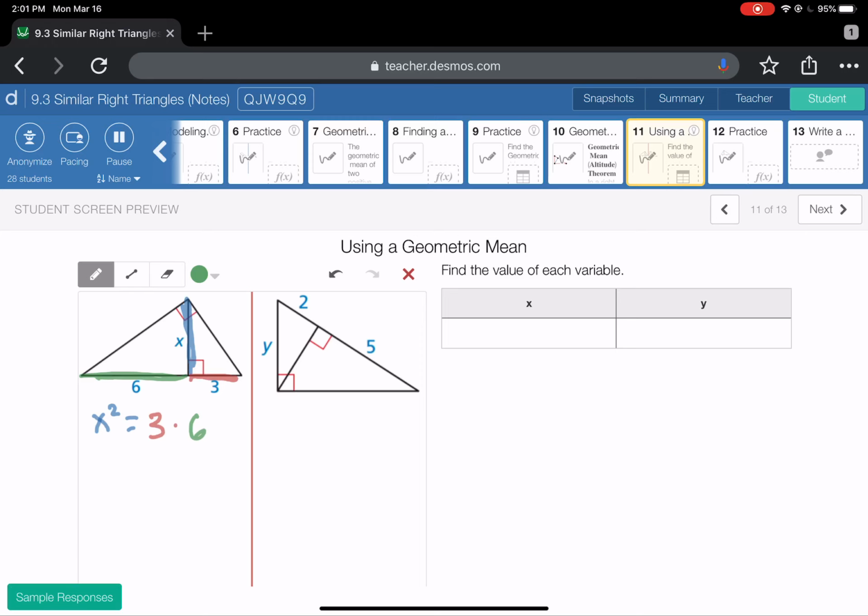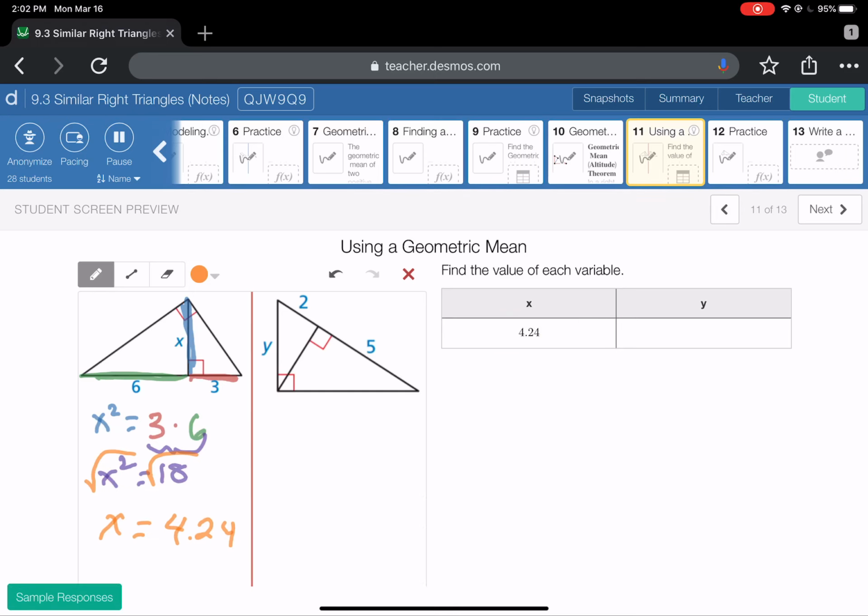Okay, now here, same thing as we did on the geometric mean ones, we are going to take the square root, giving us x is equal to 4.24.